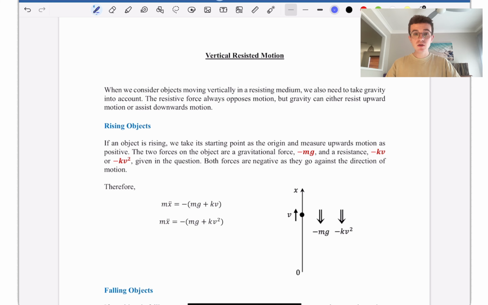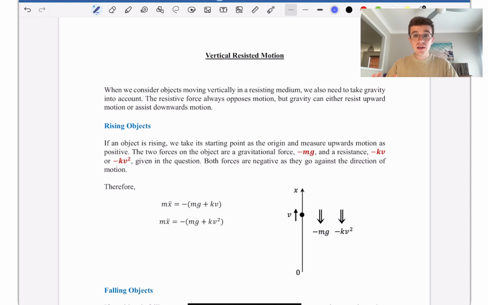Alright, today we're going to have a look at vertical resisted motion. So far we have done resisted motion, but we've only done resisted motion that's been going horizontally in a straight line back and forth, or horizontally in a single direction. Now, that's all well and good when we're talking about cars moving or balls rolling along things, but vertical resisted motion is a bit more tricky because it introduces another variable.